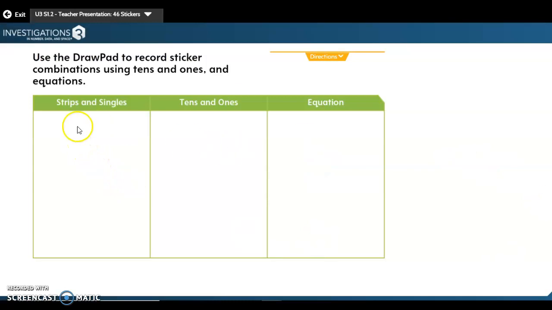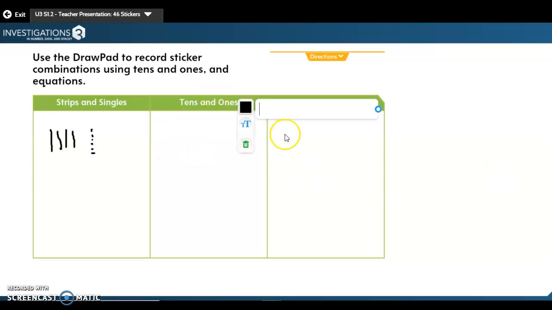So we have 4 strips of 10, 1, 2, 3, 4, and I apologize guys, I'm trying to do this as neatly as possible, and then we have 6 singles. So 1, 2, 3, 4, 5, 6. So that would be written as 4 10s and 6 1s.